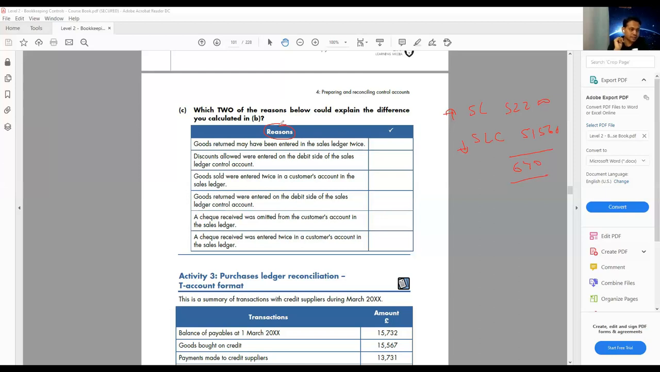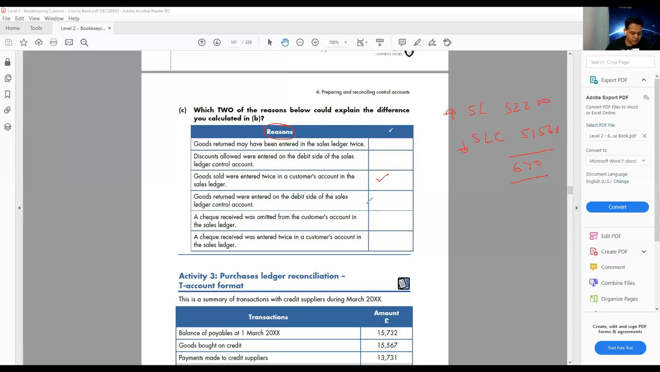Okay. So goods sold were entered twice, I think. Okay, goods sold, you say entered twice in the customer sales ledger, this one. Okay, and which other one do you think we have to find, the two? A cheque received is omitted. Yes, a cheque received is omitted. You said, Naima, so cheque received was omitted.